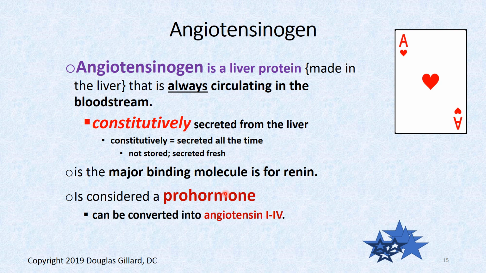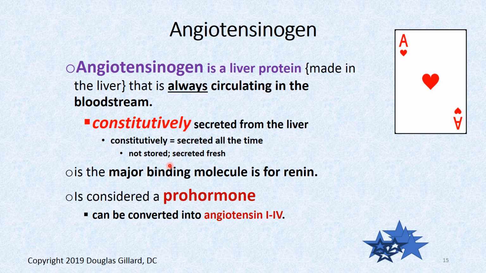Angiotensinogen is a liver protein. This is one that is made, make sure you know this word, constitutively. This one is secreted from the liver, angiotensinogen, all the time. And so it's always floating around.